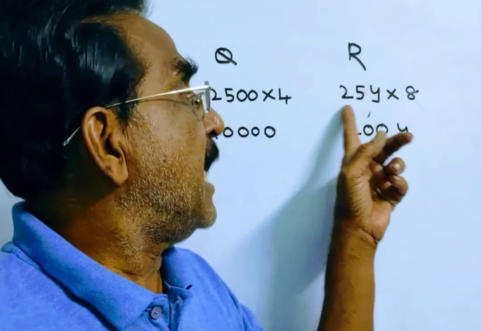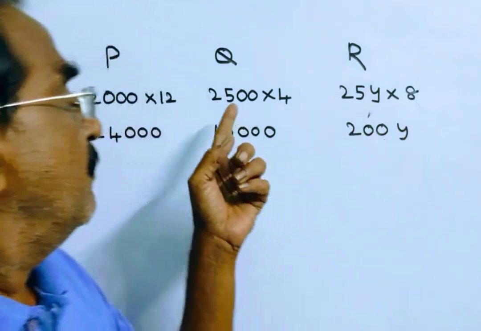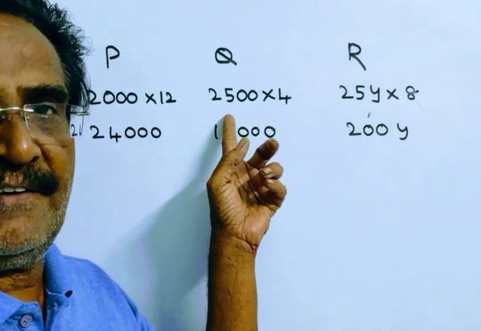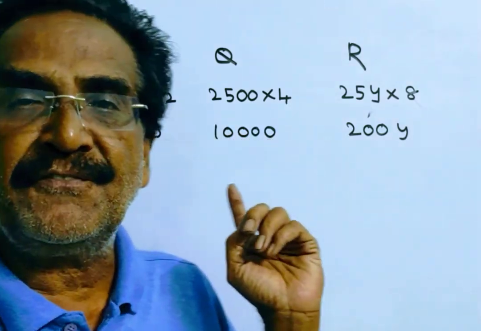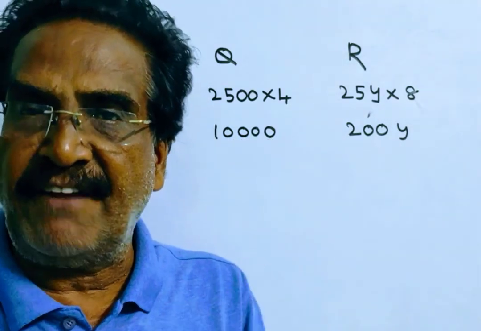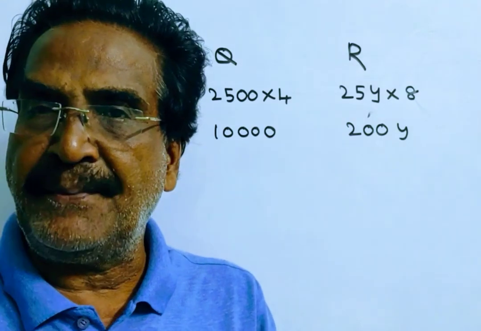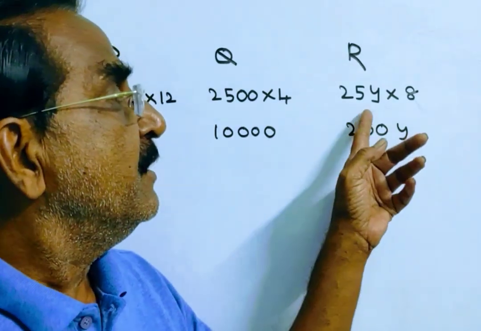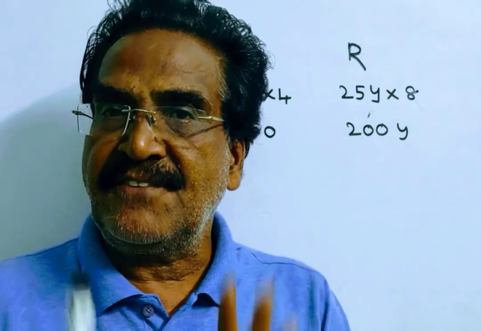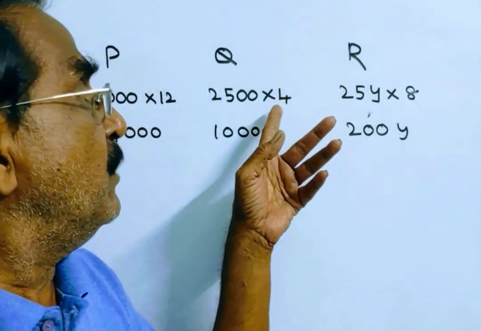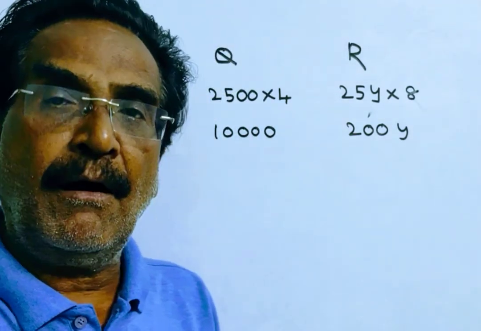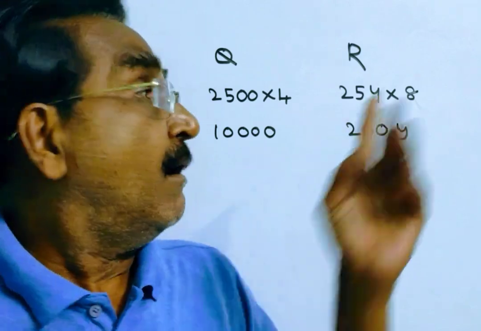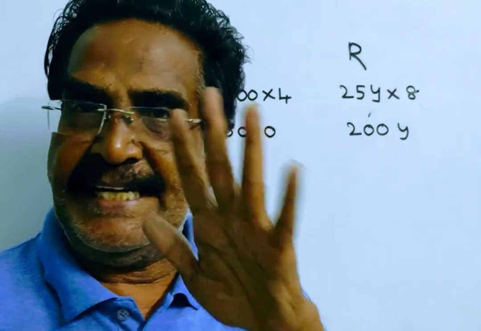See friends, this is the capital of R. Y% of 2500. Y% of 2500 means 2500 into Y by 100, which is 25Y. Friends, Q was in the business for 8 months. Q left after 4 months and then R joined. That means R was in the business for 8 months.